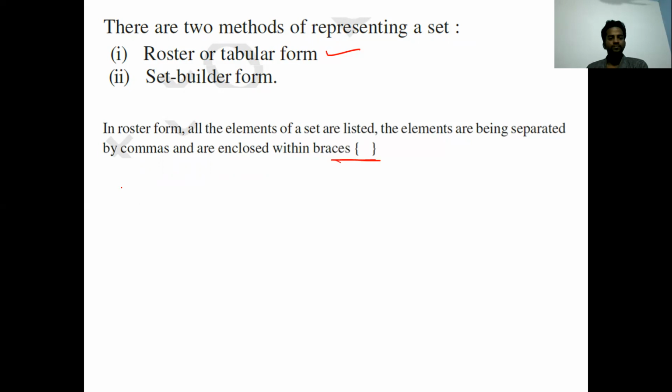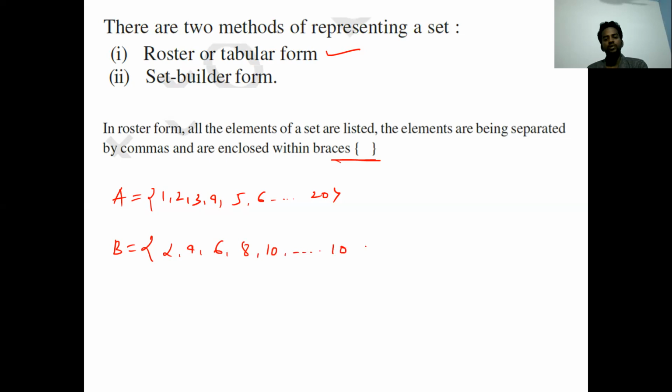For example, let A equal to 1, 2, 3, 4, 5, 6 till 20. For example, all the elements have to be written within the two braces. Such a method we call a roster method or tabular form. I'll take one more example: 2, 4, 6, 8, 10 up to 100. Okay, now we'll take one more example.